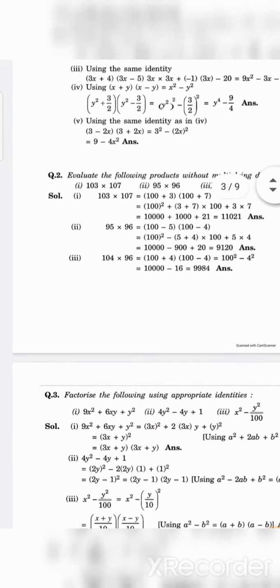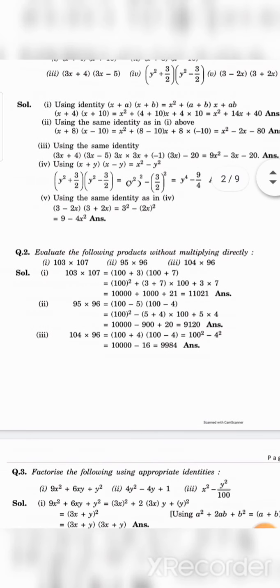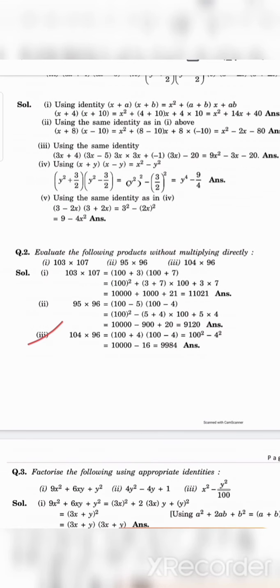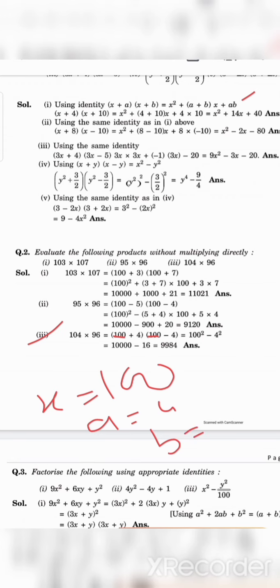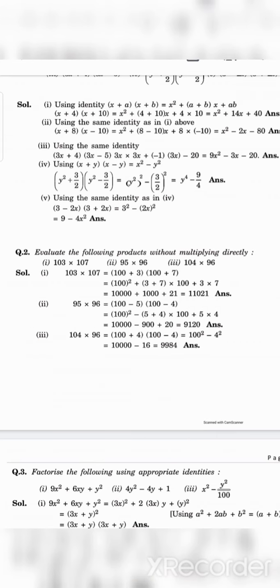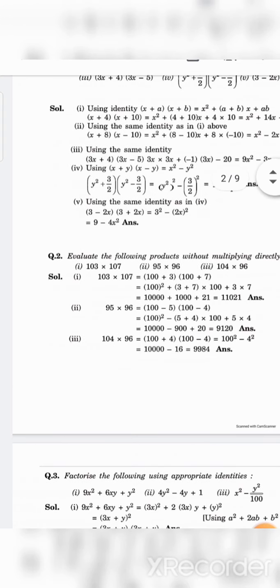Next question, number 3: multiply 104 by 96. We split 104 as 100 plus 4 and 96 as 100 minus 4. So by using identity number 4 and comparing the terms, we get x is equal to 100, a is equal to 4 and b is equal to minus 4.